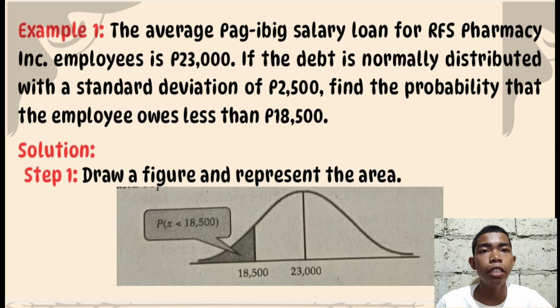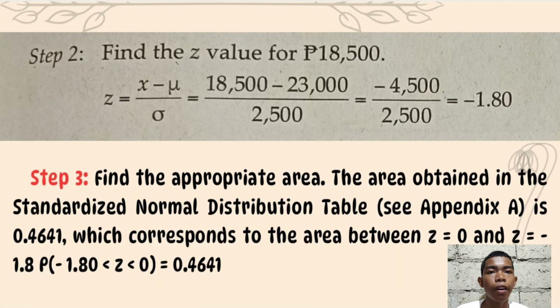Example 1. The average salary loan for RFS Pharmacy Inc. employees is 23,000 pesos. If the debt is normally distributed with a standard deviation of 2,500 pesos, find the probability that an employee owes less than 18,500 pesos. Solution. Step 1, draw a figure and represent the area: P(x < 18,500). Step 2, find the z value for 18,500.